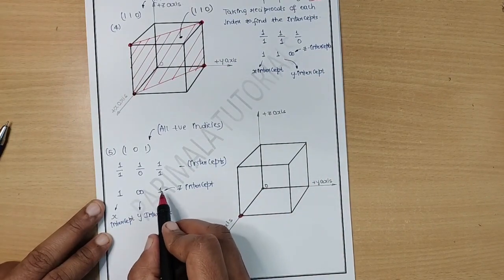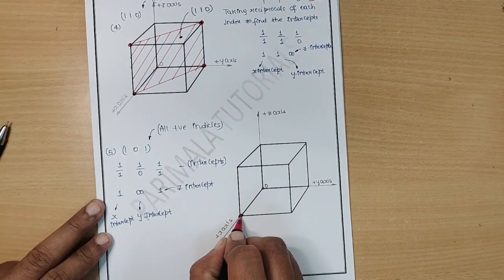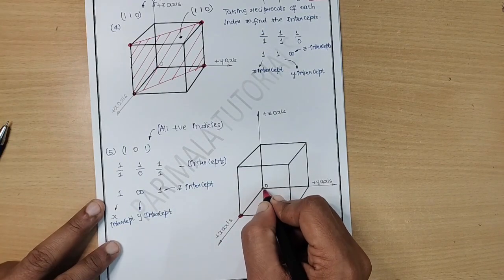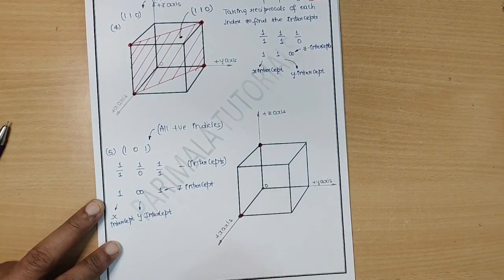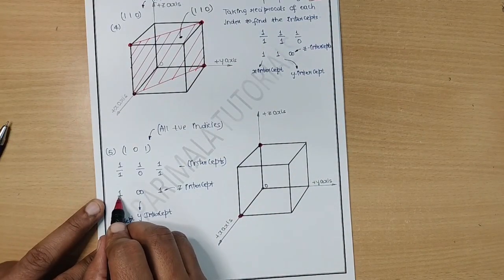Move along the y-axis. This is also an intercept. We should not draw from the previous point. This has to be drawn from the origin. So move towards the z-axis. Z-axis is here, 1 unit. Now come back to the point here. It is 1 unit already drawn.